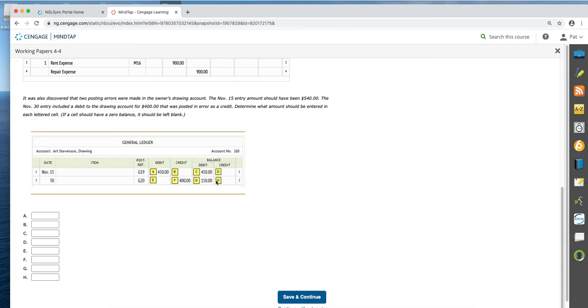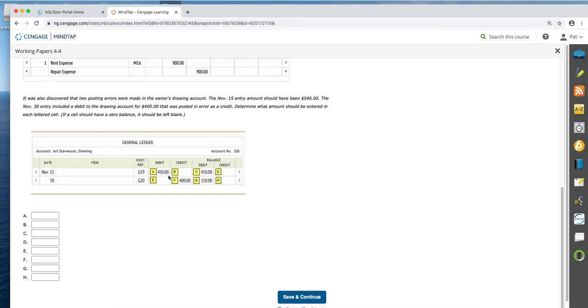Alright, this is always goofy, the way they do this. It says it discovered that two posting errors were made in the owner's drawing account. The November 15th entry amount should have been $540. The November 30th entry included a debit to drawing for $400 posted in there as a credit. Determine the amount that should be entered in each cell.